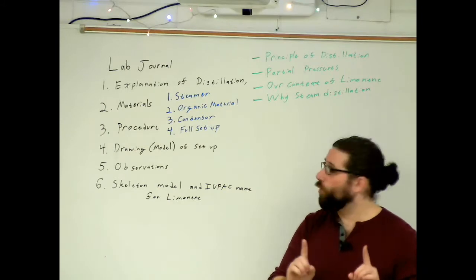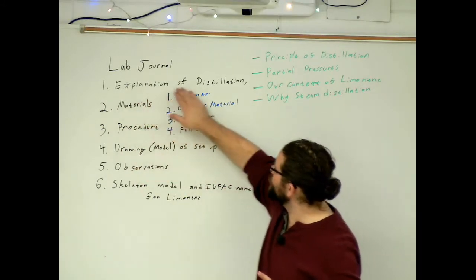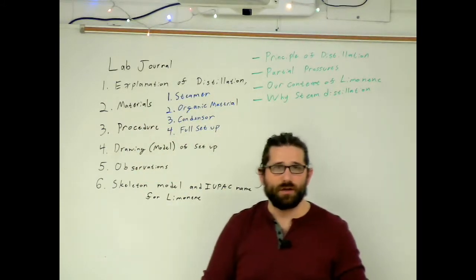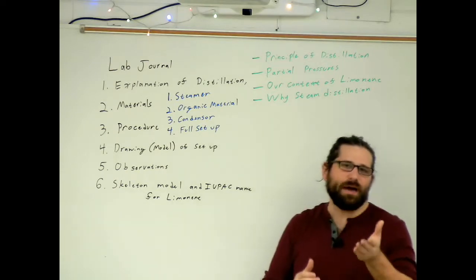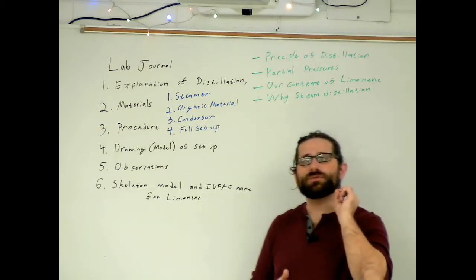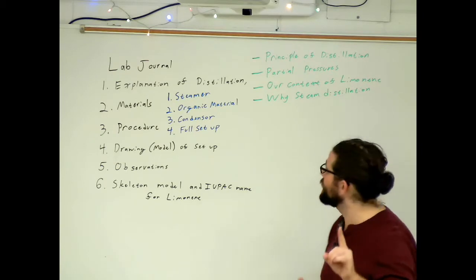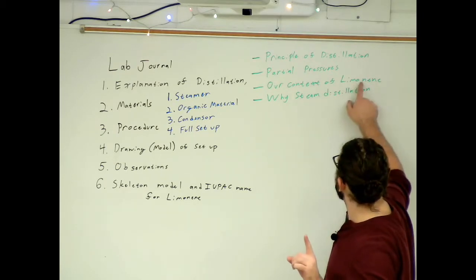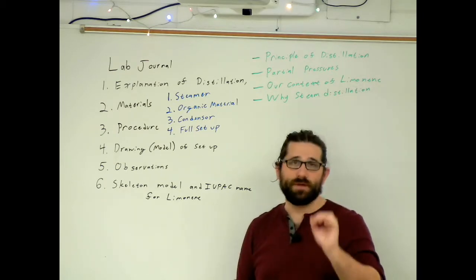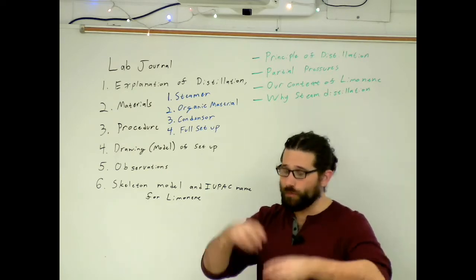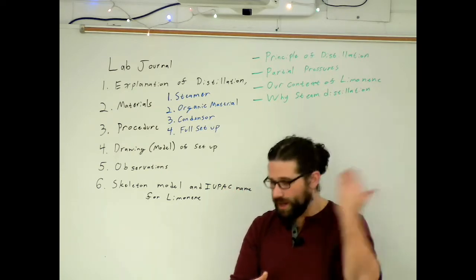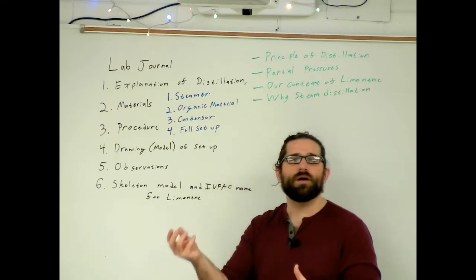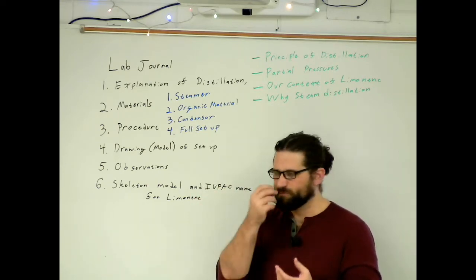The first point, the first section, will be an explanation of distillation. This will be an explanation of what's happening in this lab. So you should be specifically referring to our context of distilling the limonene from the orange peel. You'll be zesting an orange, you'll be putting that in a flask, hitting it with steam, and out will come the oil that smells great.